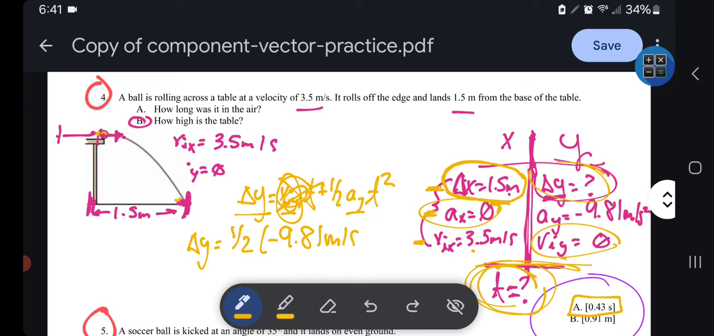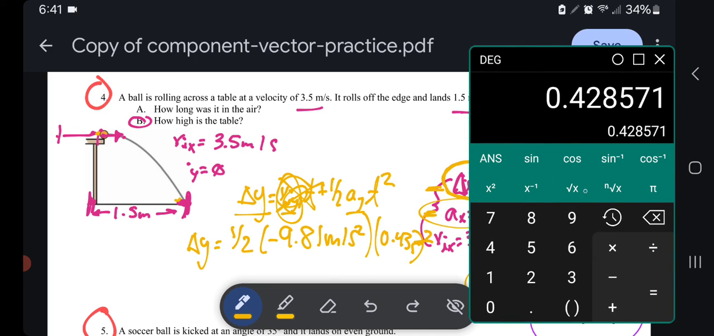1/2 acceleration of y, acceleration due to gravity, t squared. Oh, I'm actually going to plug in my t squared. Alright, so it's 0.43 seconds squared. Let's go ahead and type this on the calculator.